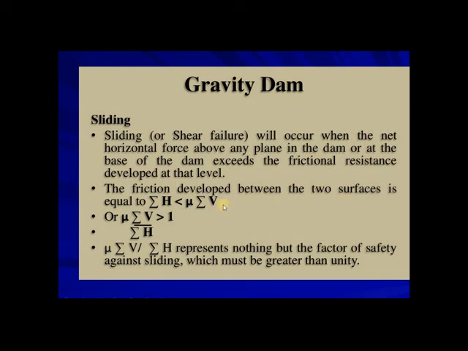So the friction developed between two surfaces is equal to this one. Sigma h is less than mu into sigma v, where mu into sigma v over sigma h represents nothing but the factor of safety. It should be greater than 1. In some cases it is preferred that it should be greater than 1.2. So this factor of safety will save the dam body against the sliding effect.